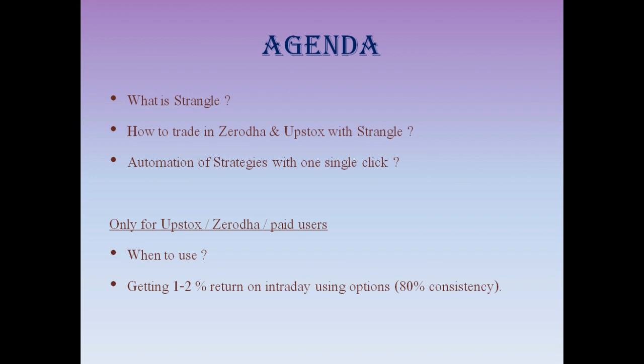Also, we will look into how, using this strategy, we can get 1 to 2% return on an intraday basis daily, consistently, using options. The accuracy or consistency is approximately 80%. No strategy is 100%, and I don't have a 100% strategy. So this strategy has 80% consistency, and there are definitely chances of 20% failure as well, and over the course of the video I will explain under what circumstances this strategy might fail.